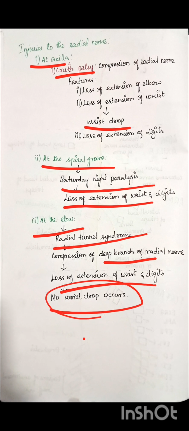So coming to the elbow, radial tunnel syndrome occurs when the radial nerve gets compressed. It means that mainly the deep branch of radial nerve is compressed at the elbow joint. So loss of extension of the digits will take place, but there is no wrist drop, because the extensor muscles of the wrist are already supplied above the elbow joint by a branch of radial nerve. So when the radial nerve is compressed at the elbow joint, it does not lead to wrist drop.